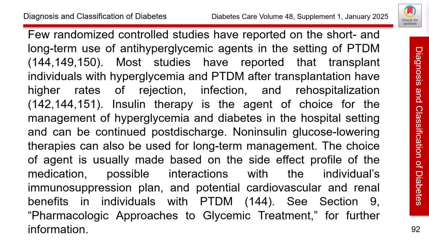Insulin therapy is the agent of choice for the management of hyperglycemia and diabetes in the hospital setting and can be continued post-discharge. Non-insulin glucose-lowering therapies can also be used for long-term management. The choice of agent is usually made based on the side effect profile of the medication, possible interactions with the individual's immunosuppression plan, and potential cardiovascular and renal benefits in individuals with post-transplantation diabetes mellitus. See Section 9, Pharmacologic Approaches to Glycemic Treatment, for further information.